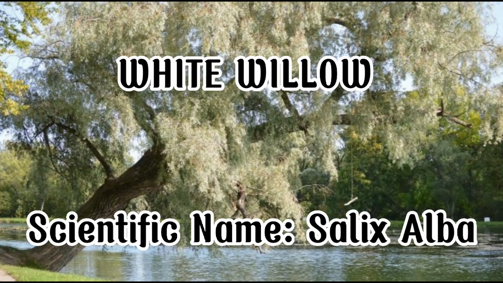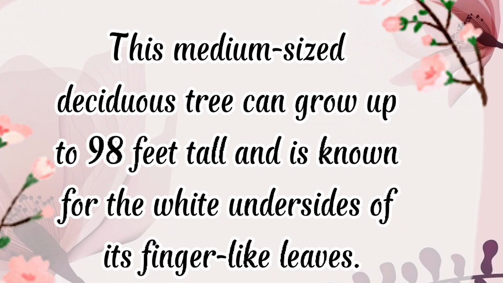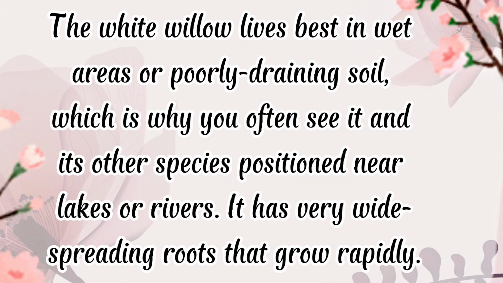White willow, scientific name Salix alba. The white willow is a species of the willow family that is native to Central Asia and parts of Europe. This medium-sized deciduous tree can grow up to 98 feet tall and is known for the white undersides of its finger-like leaves. The white willow lives best in wet areas or poorly draining soil, which is why you often see it and its other species positioned near lakes or rivers.